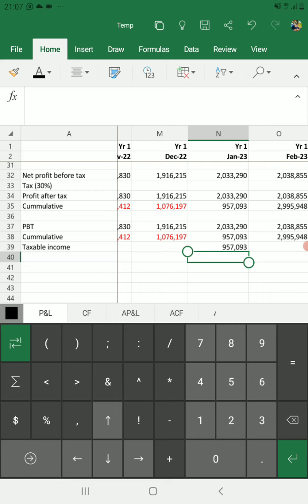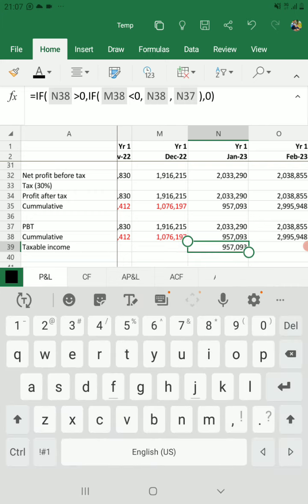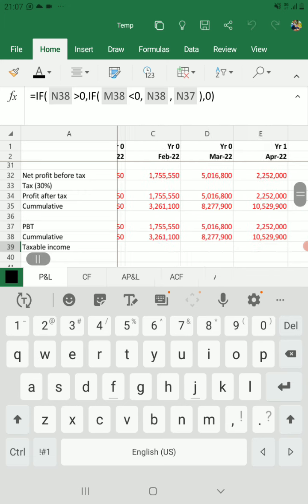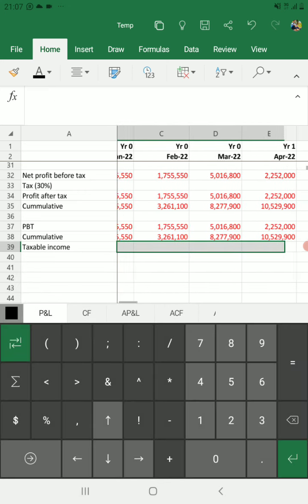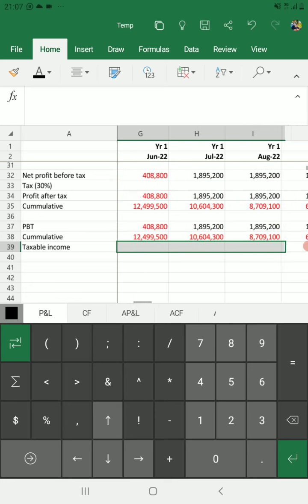Okay, so this formula is true throughout, so I copy this and apply it from the beginning here to the end of our projection period.